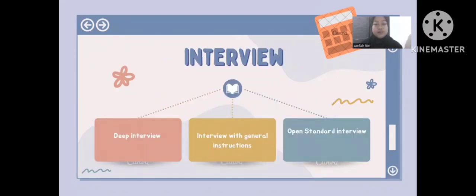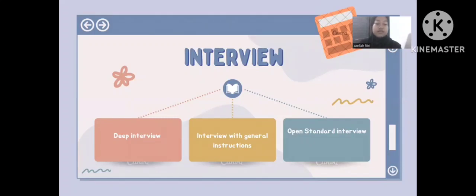For interviews, there are the in-depth interview, the interview with general instructions, the open standard interview, the structured interview, the unstructured interview, and the semi-structured interview. For the in-depth interview, the interviewer and interviewee have a familiar connection, thus the setting is casual. For the interview with general instructions, this type of interview requires the interviewer to develop a framework or outline of the subject in the form of interview instructions.